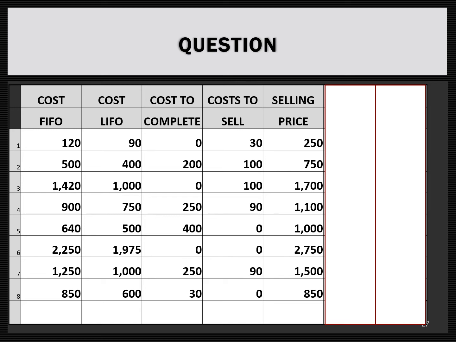And here's the sort of question that you might get in the exam. You've got a column giving cost determined on a first in, first out basis, cost determined on a last in, first out basis, costs necessary to complete those products ready to sell, and costs related to the selling of the products, and finally the selling price. So just pause this presentation for a moment and see if you can work out what the total stock value will be under IAS 2 based on the figures shown there.